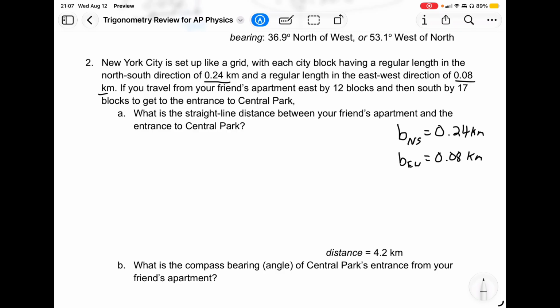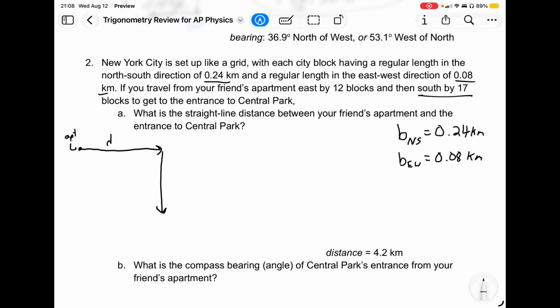Now you travel from your friend's apartment east by 12 blocks. So wherever we start is the apartment. And from that apartment, we went over to the east 12 blocks. I'm just going to make that an arbitrary length there because we'll figure out how far 12 blocks is in a second. And then we've traveled south. So after we got to that point, then we traveled south, which is downward, 17 blocks.